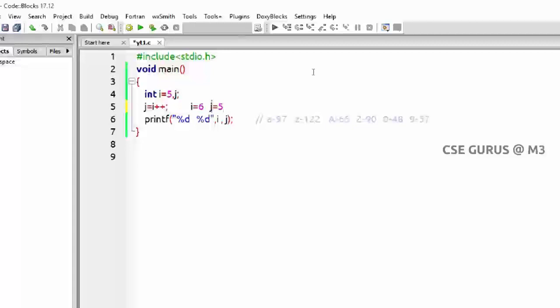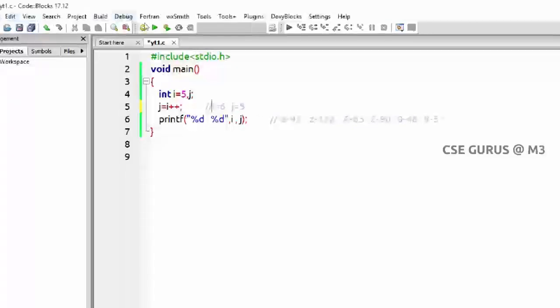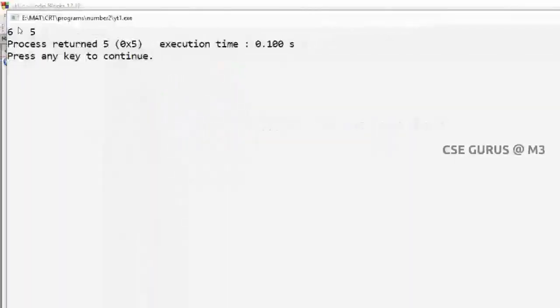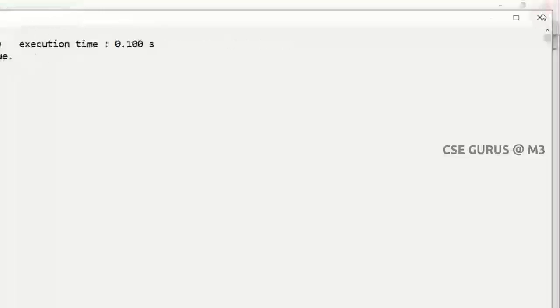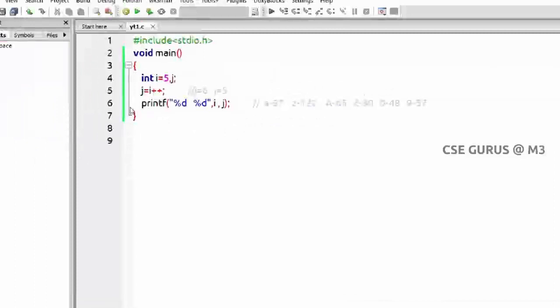Now afterwards the I value will be incremented to 6. So now you can observe I is 6, j is 5. We'll see this output, I comma j. So I is 6, j is 5. I think you can find the difference. Okay, so that is the one thing you have to check clearly.